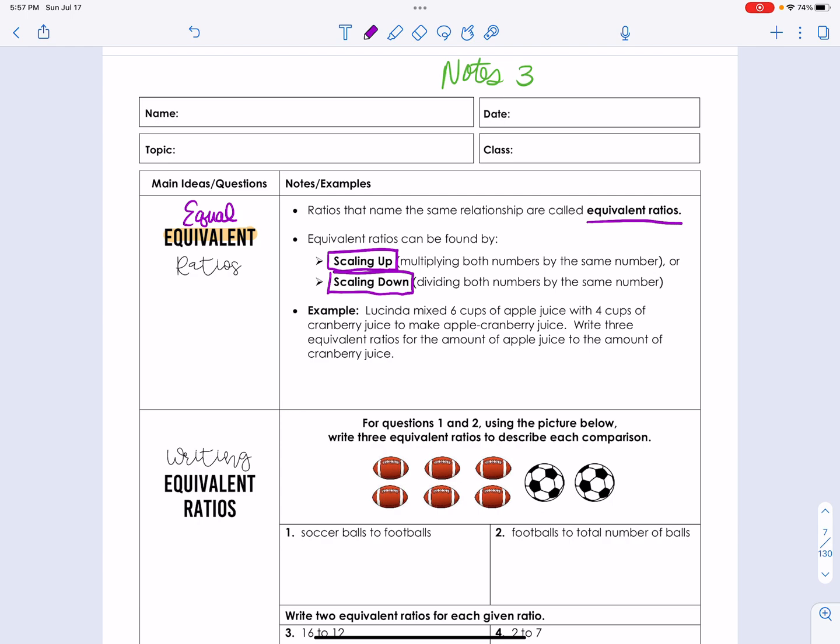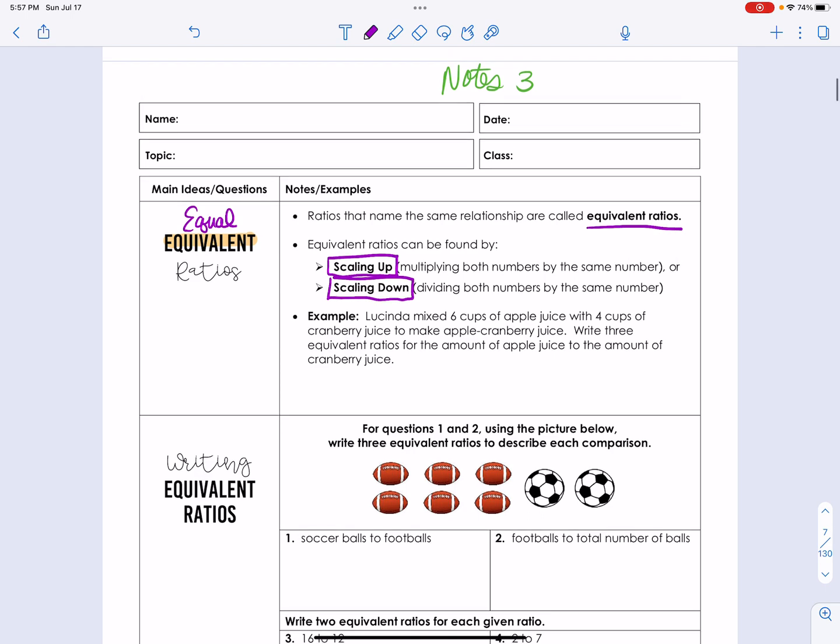So for example, Lucinda mixed 6 cups of apple juice with 4 cups of cranberry juice to make apple cranberry juice. I was thinking cran-apple juice, but whatever. Write 3 equivalent ratios for the amount of apple juice to the amount of cranberry juice. So the amount of apple juice to the amount of cranberry juice, so that would be 6 cups of apple to 4 cups of cranberry. So here is one ratio.